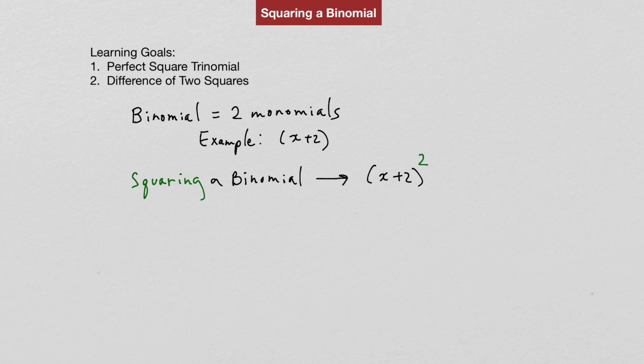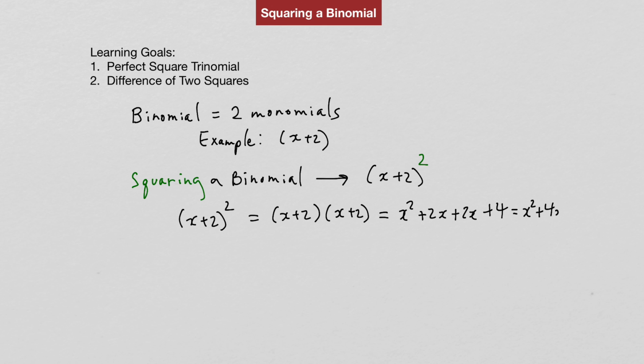So if we were to work this out, the quantity x plus 2 squared is the same thing as saying the quantity x plus 2 times the quantity x plus 2. And if we were to use the FOIL method in multiplying this out, we would get x squared plus 2x plus 2x plus 4. Adding the like terms of 2x and 2x, the final answer would be x squared plus 4x plus 4.